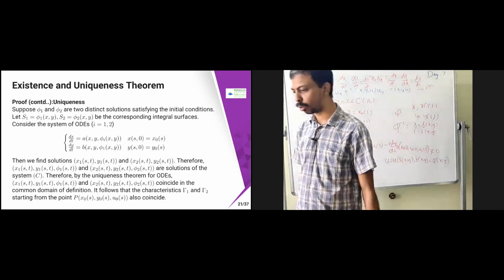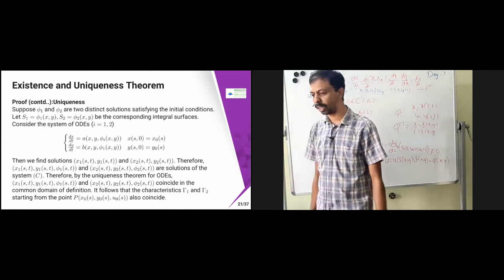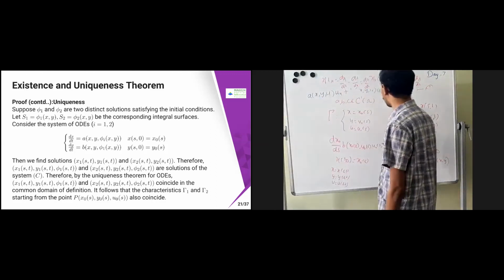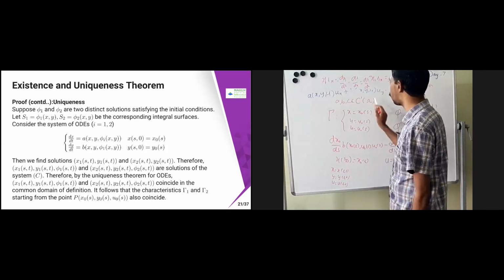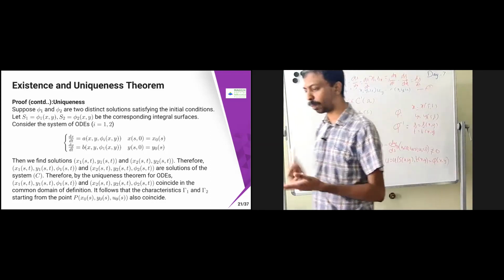Suppose now we need to prove the uniqueness. For uniqueness, I'll take another couple of minutes. Now we have shown that this φ is a solution, the φ which I have defined, a solution of this quasi-linear PDE. Suppose two solutions are there, φ1 and φ2.